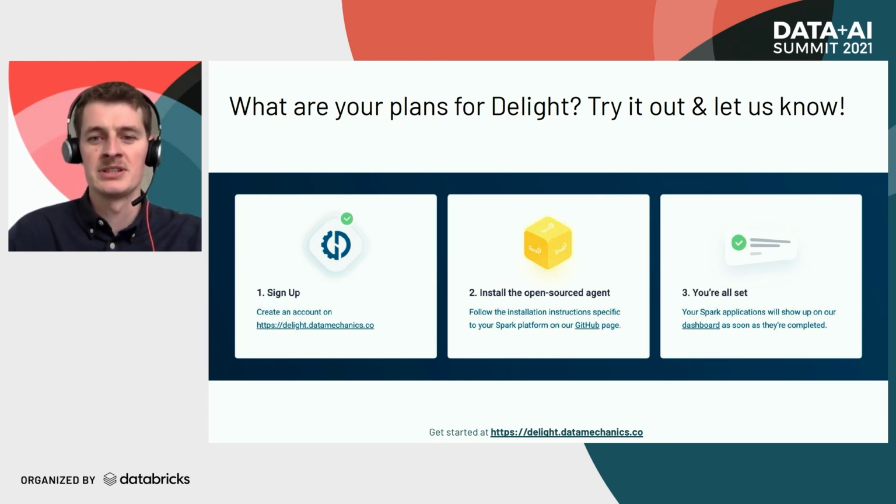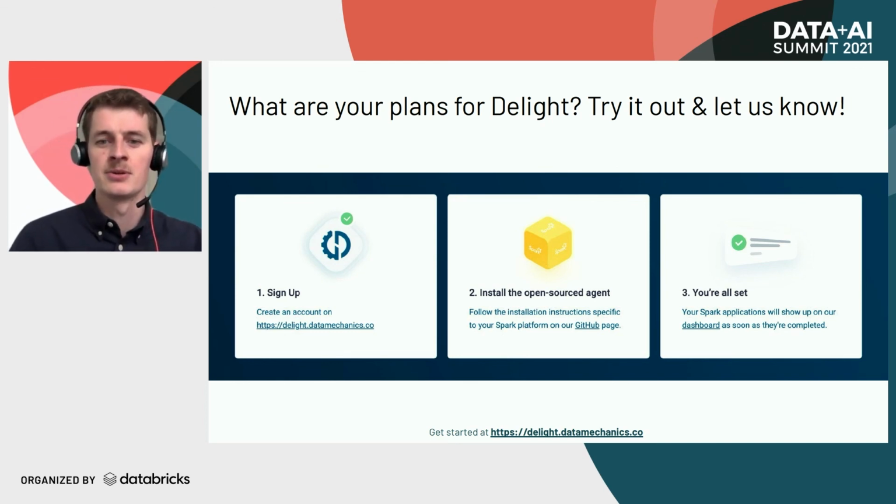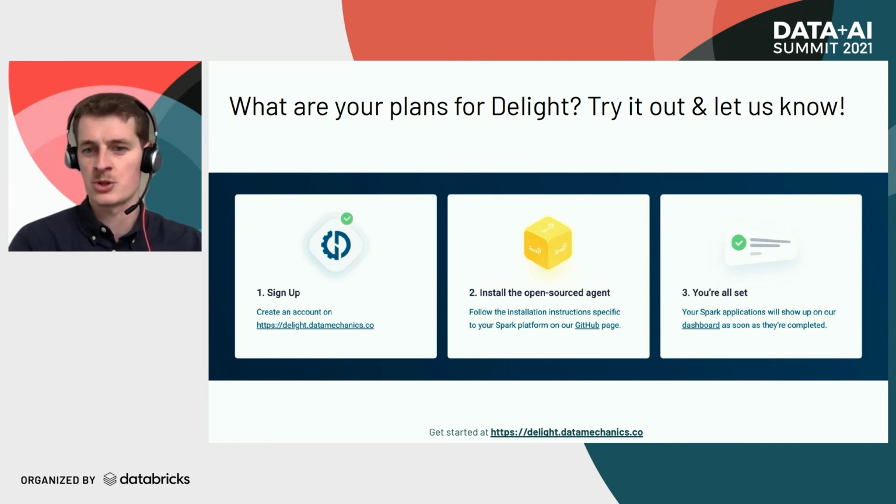Getting started with Delight is really easy. All you have to do is create a free account on our website and add a couple of configs to the configuration of your Spark applications. You'll find instructions on our GitHub page for major setups like EMR, Dataproc, Databricks, Apache Livy, Spark on Kubernetes, and generic Spark submits. And that's it. Applications will show up in the Delight dashboard when they're completed.